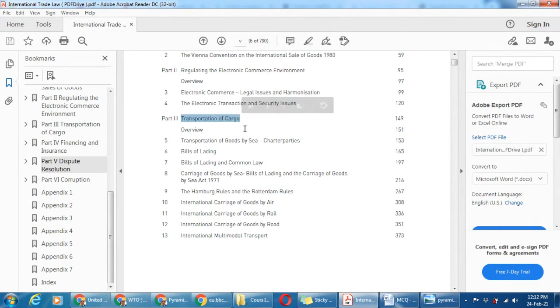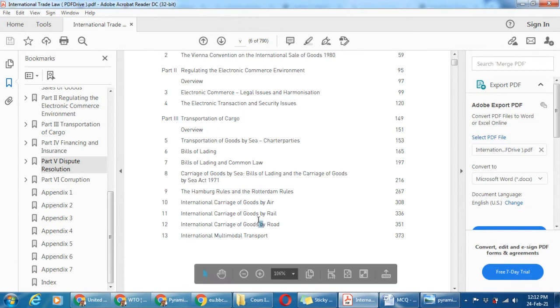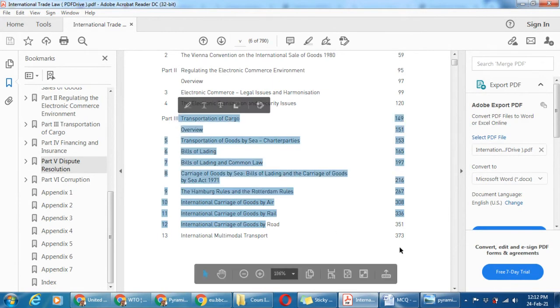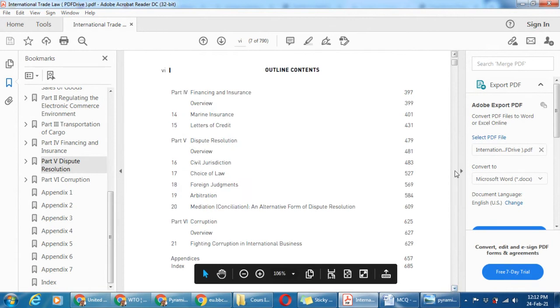So one part of international trade law is the international legal rules related to transportation of cargo. This is part three.